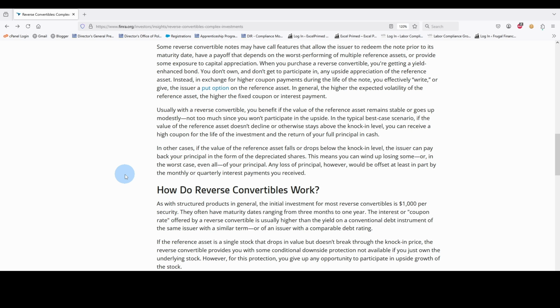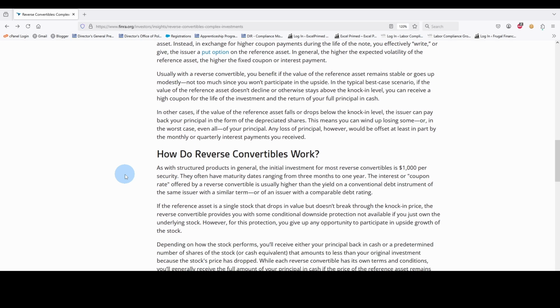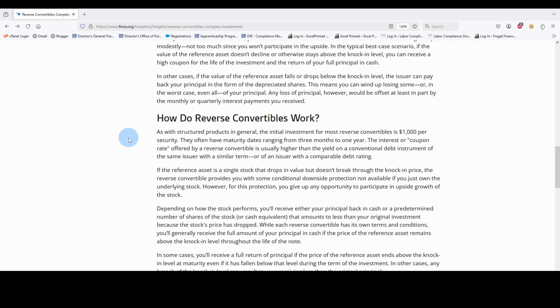Any loss of principal, however, would be offset at least in part by the monthly or quarterly interest payments you received. How do reverse convertibles work? As with structured products in general, the initial investment for most reverse convertibles is $1,000 per security. They often have maturity dates ranging from 3 months to 1 year.